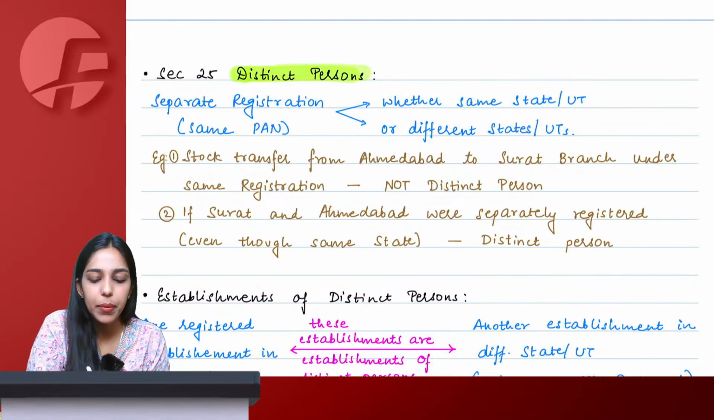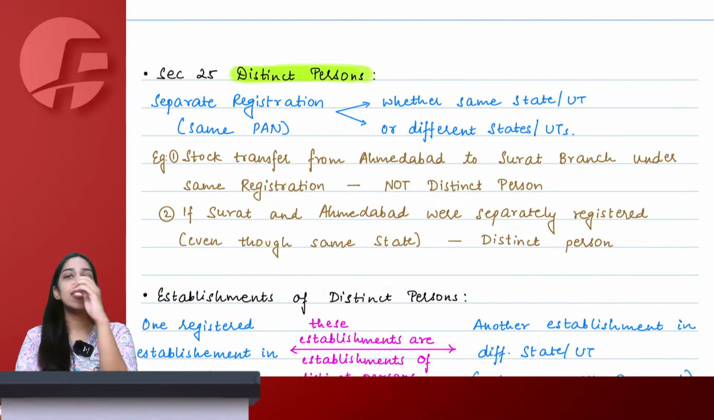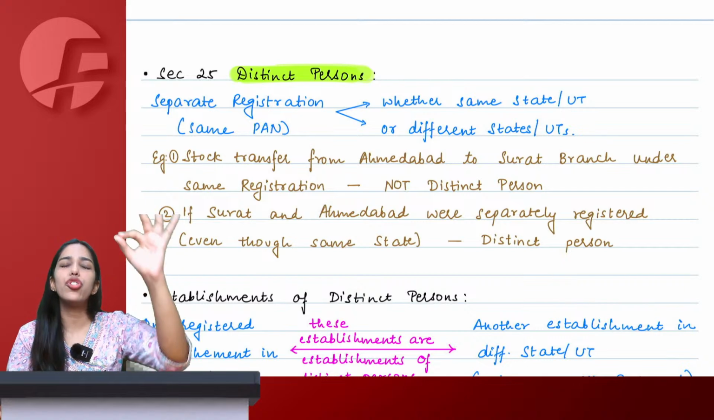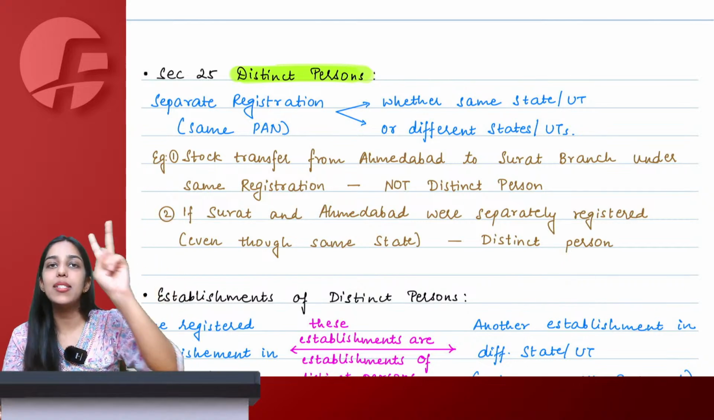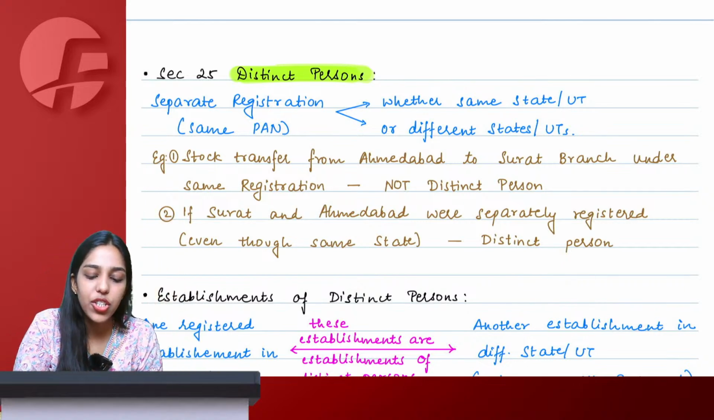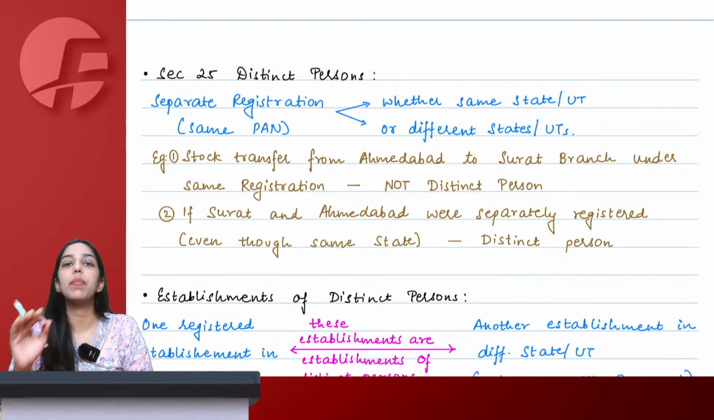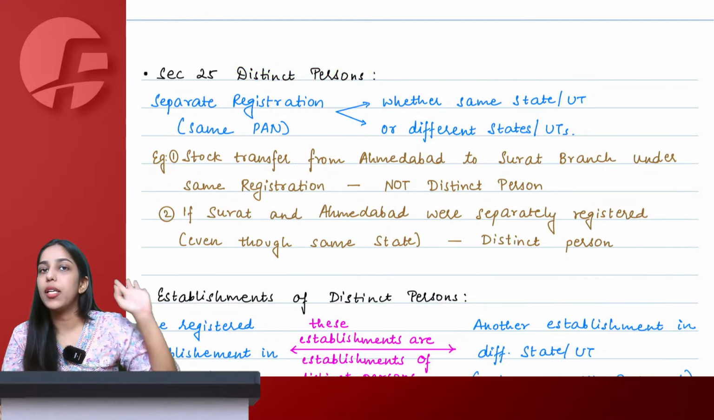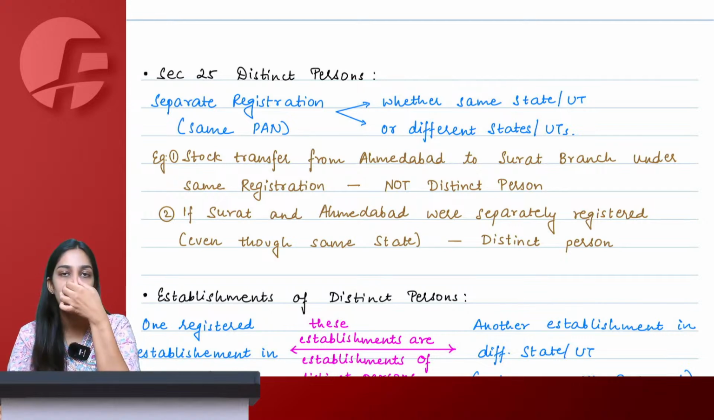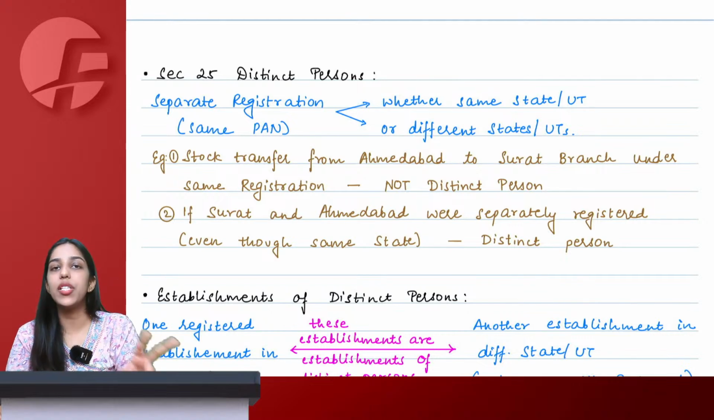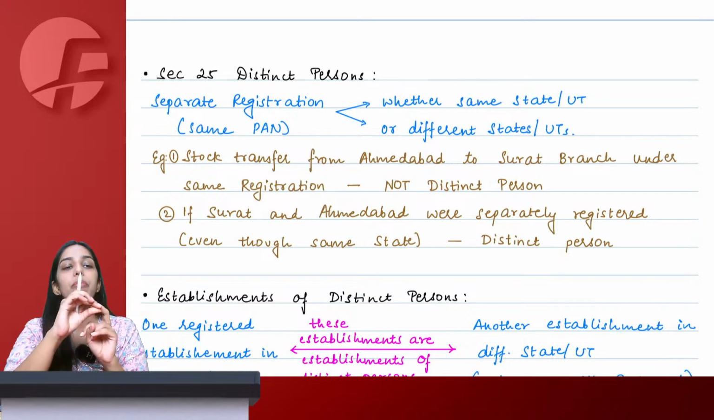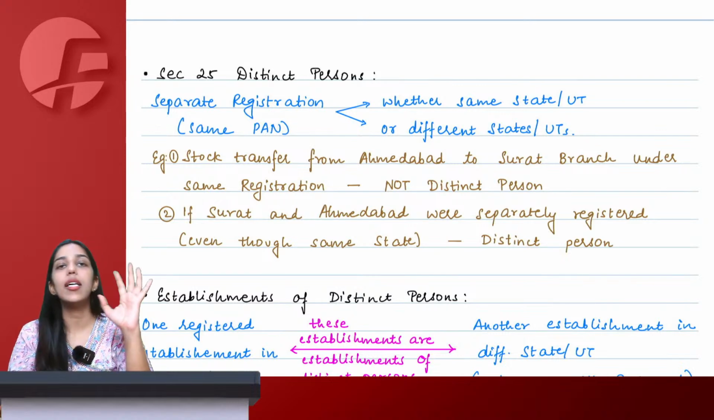First is distinct person. Whenever I say distinct person, you have to shout out loud, same PAN, separate registration. The only checkpoint, the only definition for distinct person is same PAN, separate registration. You need to check whether these two registrations are under the same PAN. Yes. Are they separately registered? Yes. They are distinct persons.